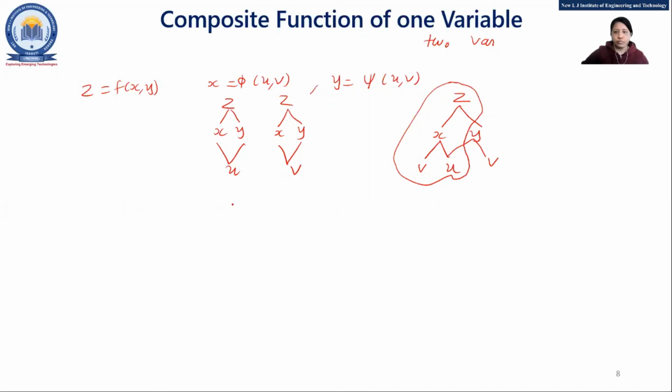So if you want to find out, now you can't write dz by du directly or dz by dv, right? So it should be del z by del v always. There are two equations you will be getting here: del z by del u. Okay, it's not now d, it is del. Del z by del v and del z by del u. Why? Because there is no direct path.